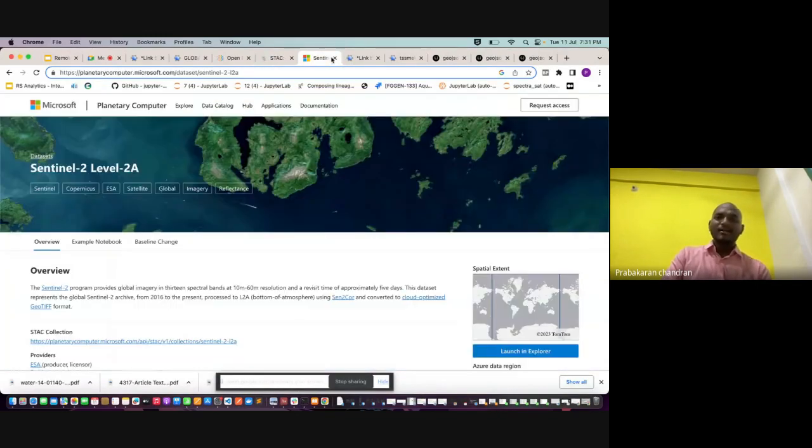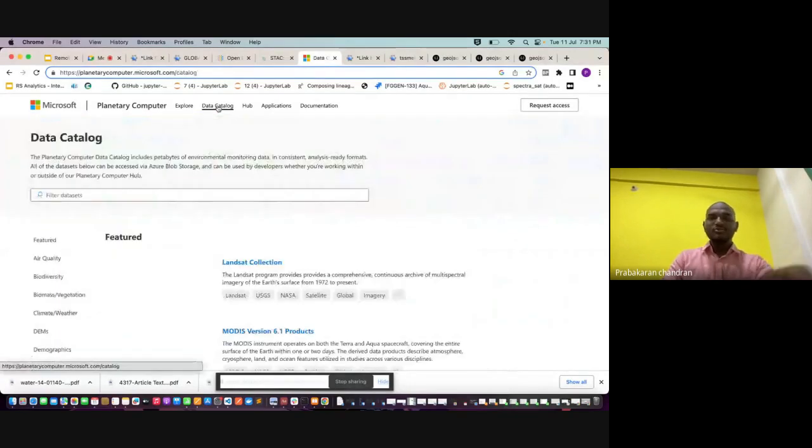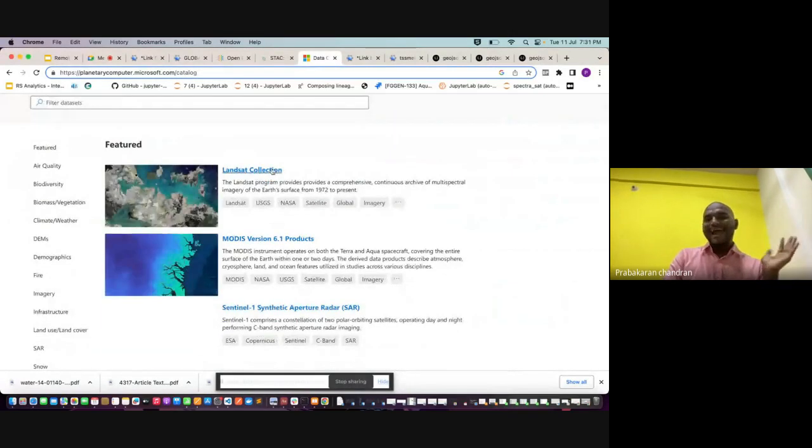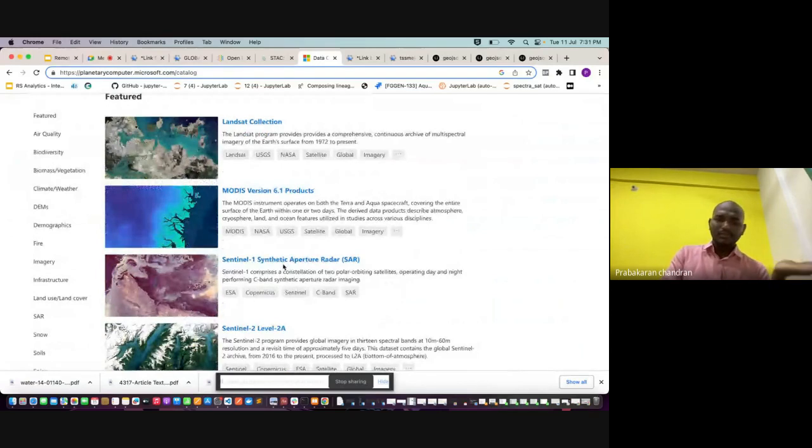And we have Planetary Computer where you can easily get access to all the datasets. You can use this data catalog where we have Landsat, MODIS, and Sentinel-1. Sentinel-1 is radar.